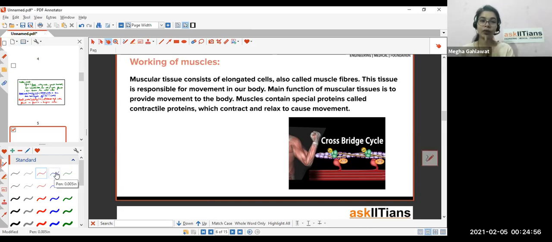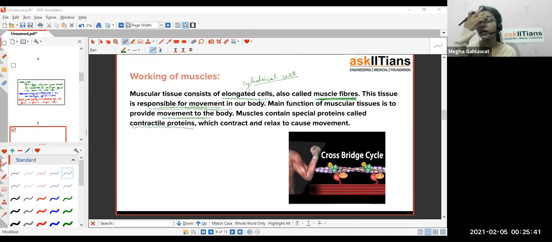So we'll go by the key points first of all, and then we'll move forward further. Muscular tissues have elongated or cylindrical cells, which we have already talked about, which are called the muscle fibers. The actin and myosin filaments make up the muscle fibers, and it is responsible for the movement of our body. Also, the main function is to provide movement. Now, we have special proteins in our muscles which are called the contractile proteins, and these contractile proteins are the ones which do the entire movement.